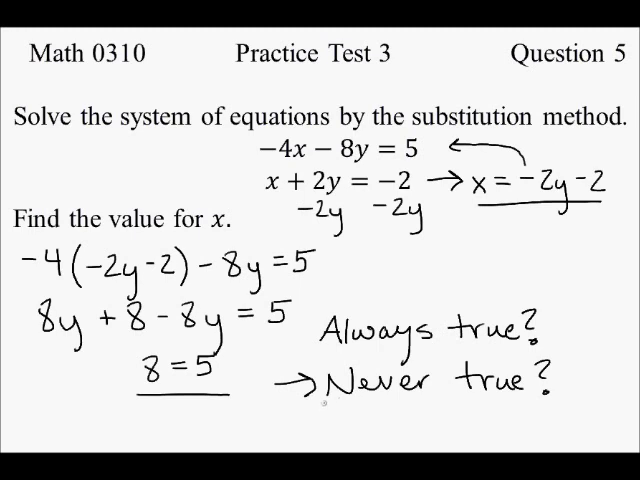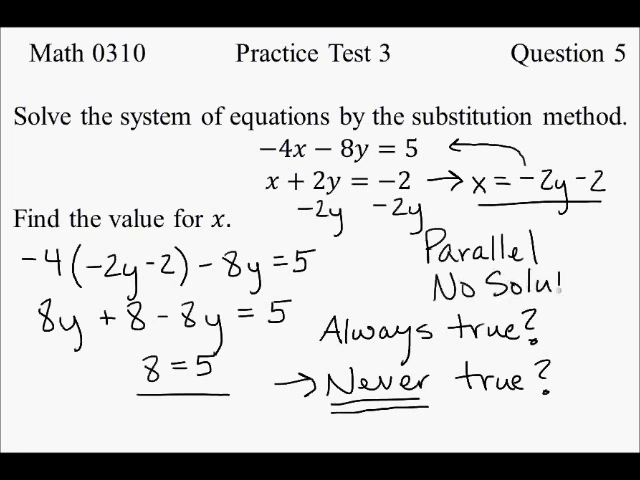If this is never true, then that means the lines that represent these equations, if we graph them, these lines never touch each other, meaning that these lines run parallel to each other and never intersect. So we say that the lines are parallel, because they never intersect each other. Or we say that there is no solution, because the solution is whenever the lines would cross each other. So parallel or no solution, and that is answer choice E.